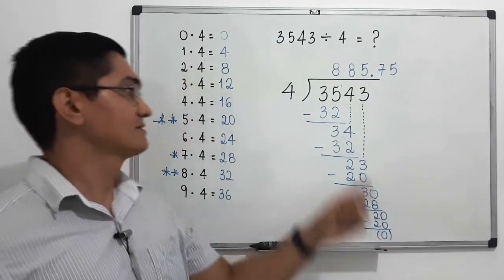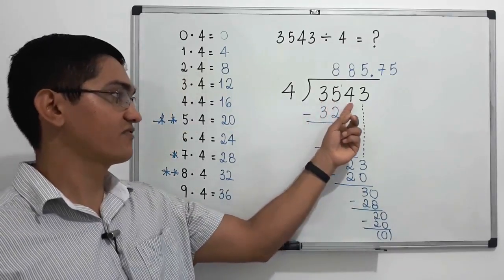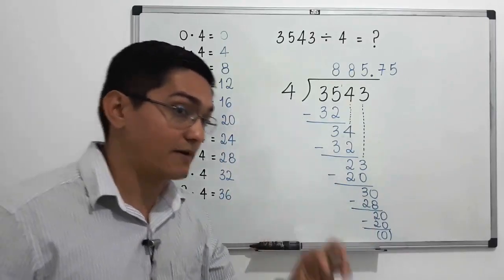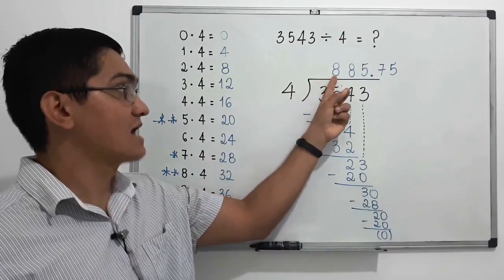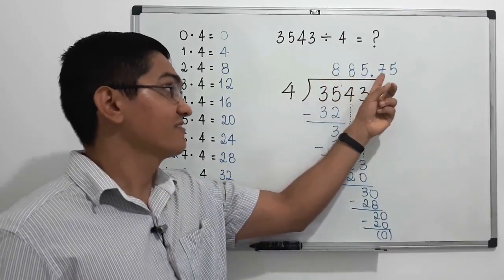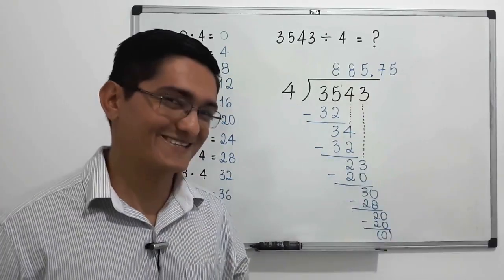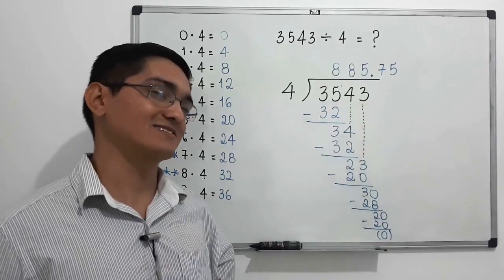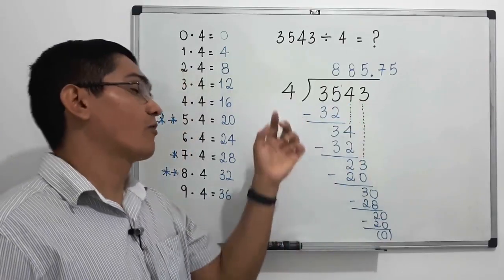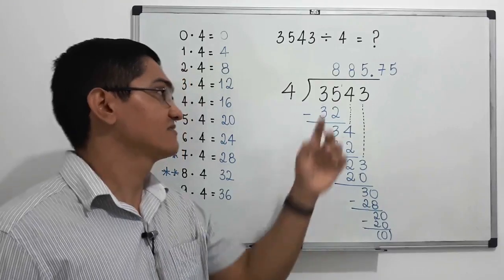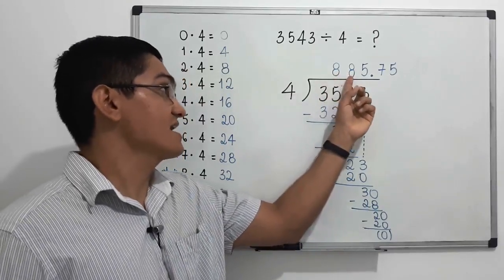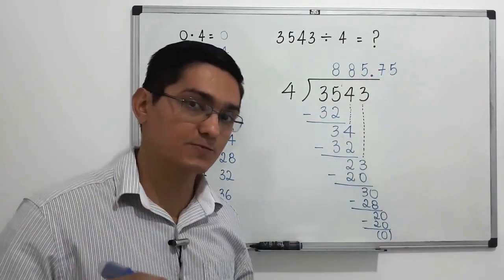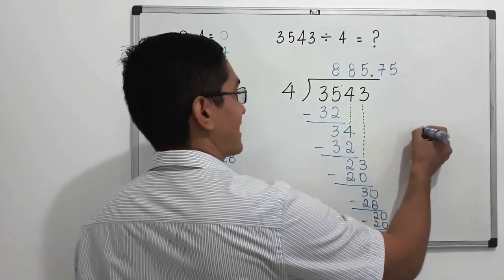You can now say that 3,543 divided into 4 equal parts, each of these parts are equal to 885.75. For instance, if you have $3,543 and you want to divide into 4 equal parts, each part has the value $885.75.